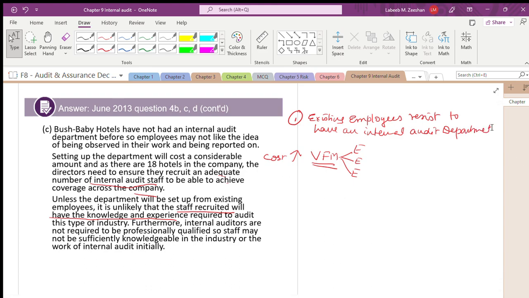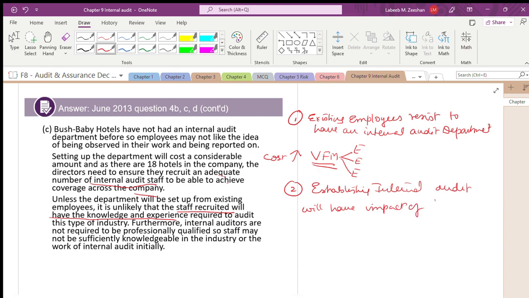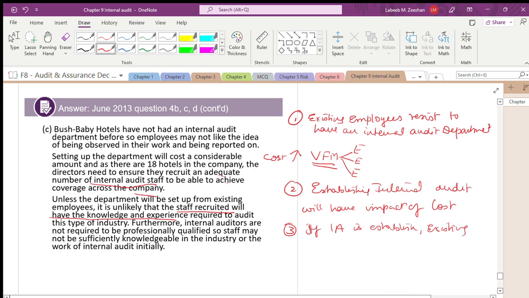Don't worry about that. Next, the second point: establishing an internal audit department will have an impact on cost. We should not write value for money. Next, the third one: if an internal audit department is established, existing staff need to be trained.